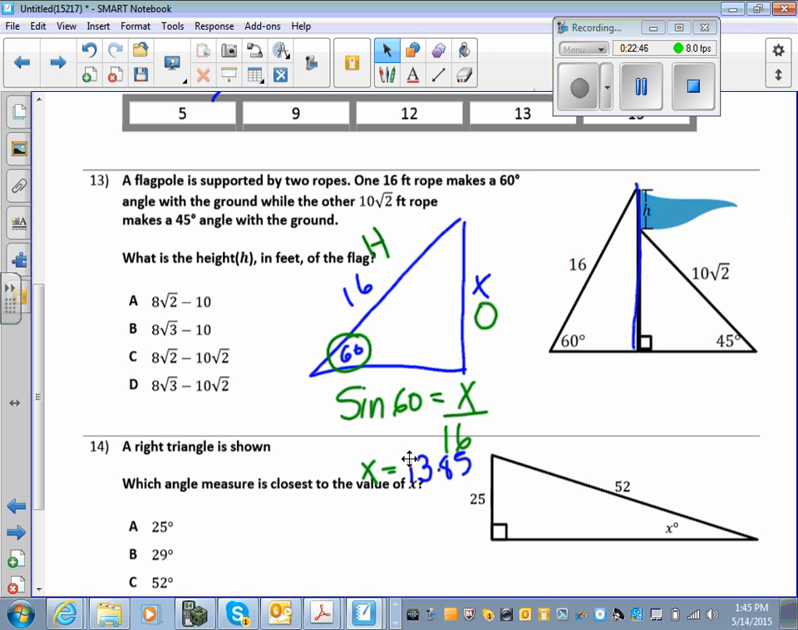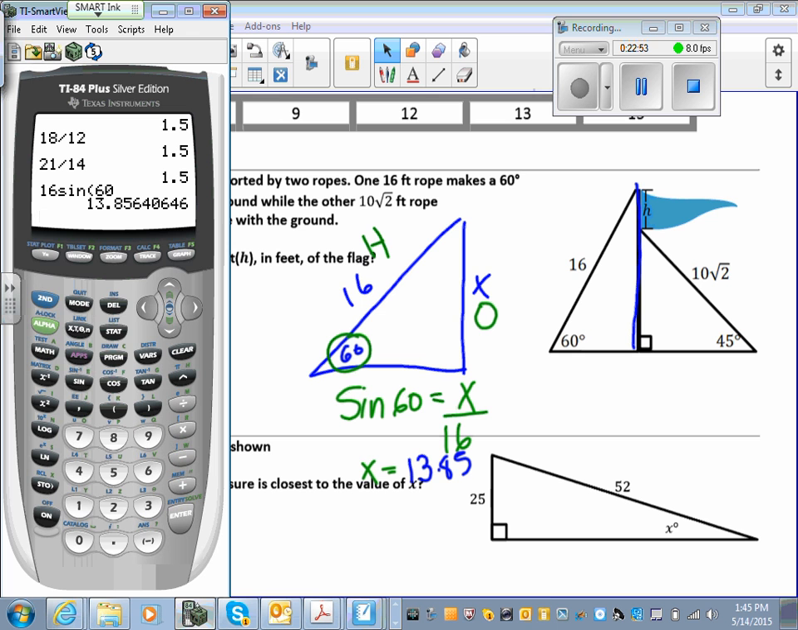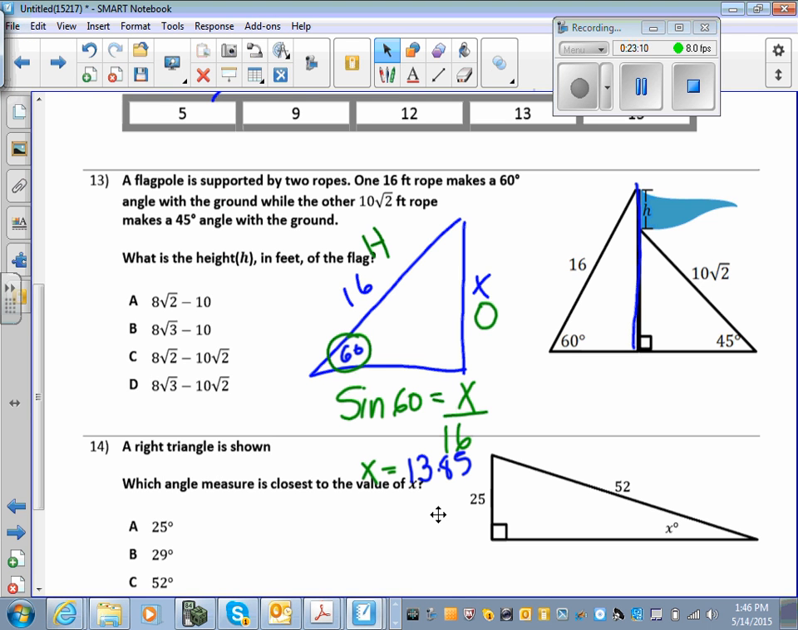Looking at the choices they gave you, it's kind of hard to tell which one is 13.85. They gave you 8 square root of 2, right? That's 11.3. Then the other one is 8 square root of 3. That'll give you 13.85, which is similar to this one. So I know it's going to be one of the two answers. I know it's not going to be this one. Because the highest it can be is 8 square root of 3, or 13.85.